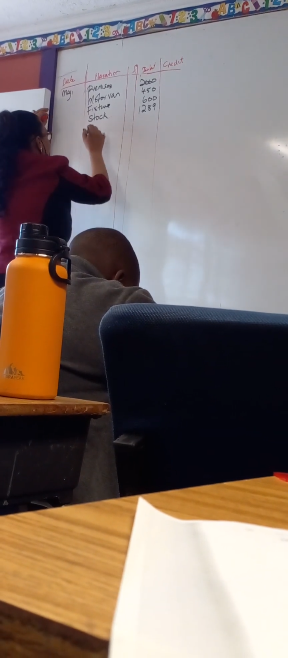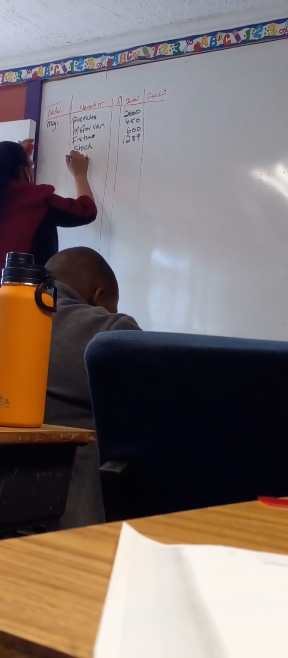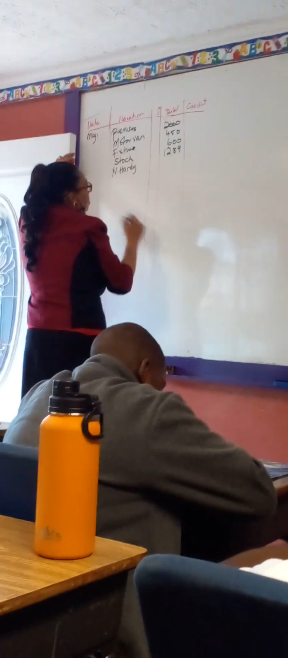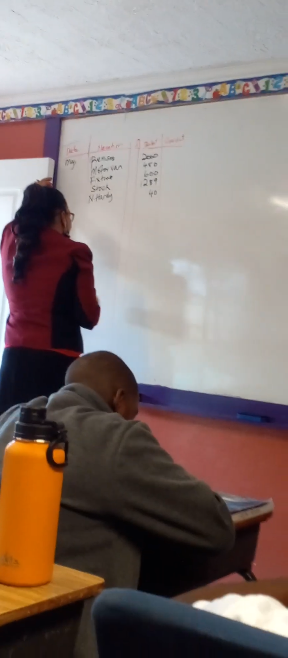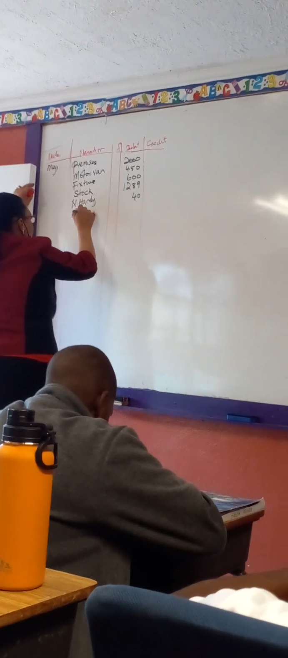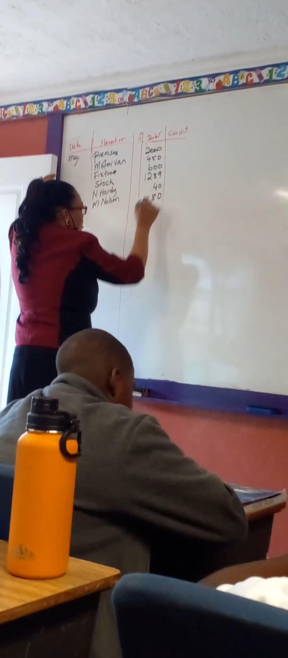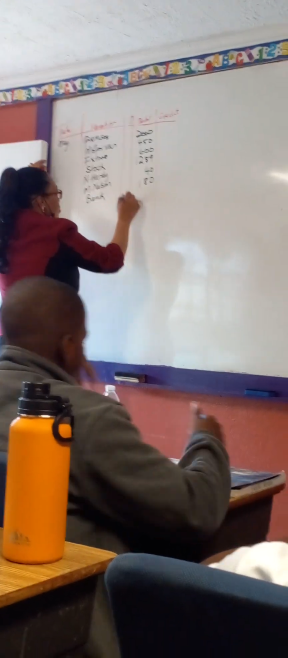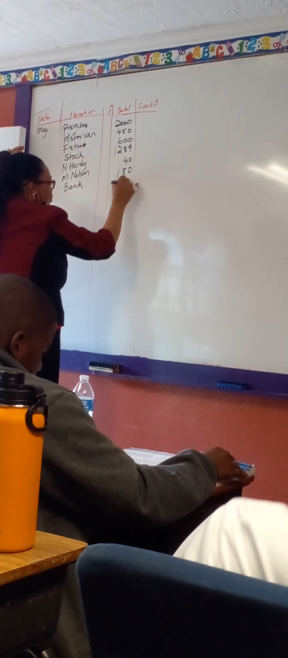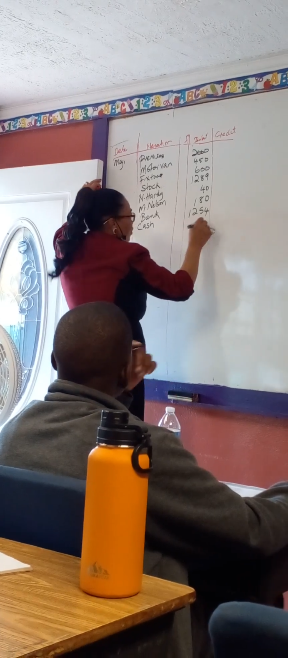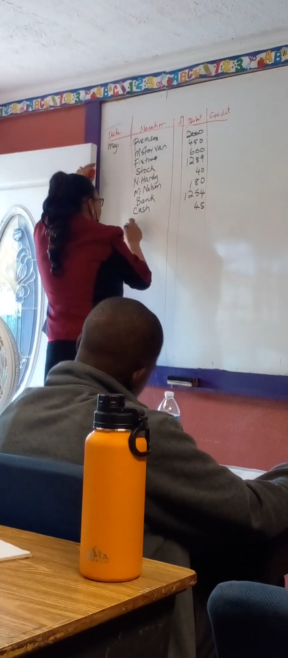Debtors. What's the name of the debtors? N. Hardy. What's his figure? 40. Who else did I have? M. Nelson. What's his figure? 180. Any other assets? 1,254. What else did I have? Cash. What's the figure for cash? 45. And all of these are my assets.